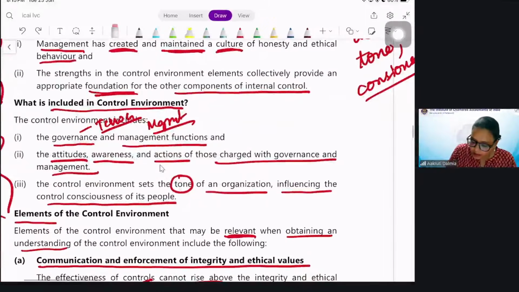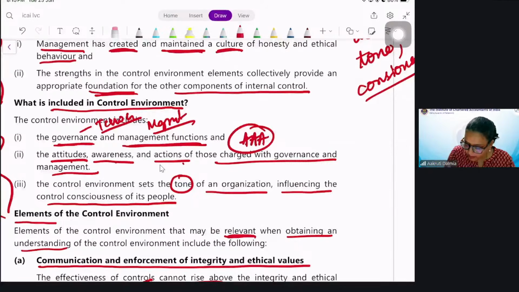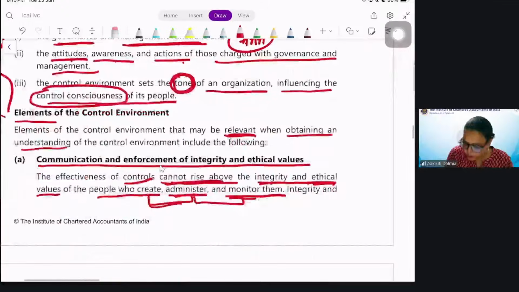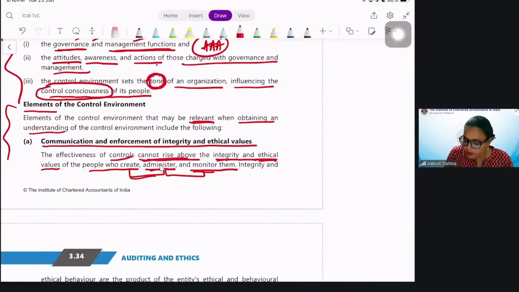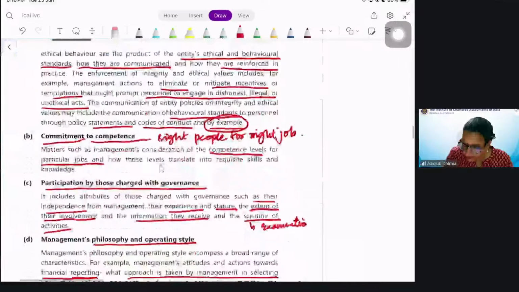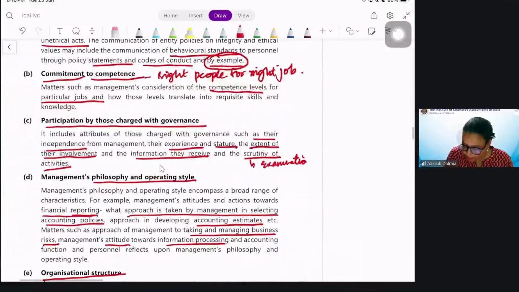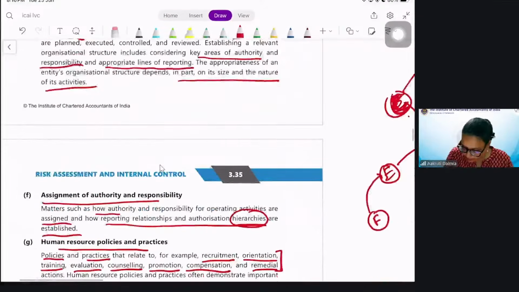What is included in control environment? Good governance and good management, meaning TCWG and management. Attitude, awareness, and action, AAA. Attitude, awareness, and action of TCWG and management. Control environment sets the tone of an organization, influencing the control consciousness of the people. What are the elements of control environment? Communication and enforcement of integrity and values, commitment to competence, participation of those charged with governance, management's philosophy and operating style, organizational structure, assignment of responsibility, and human resource policy.